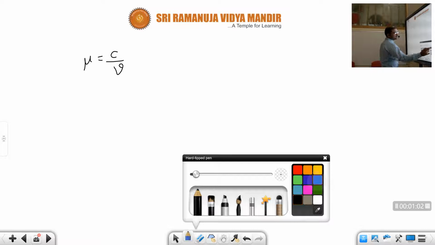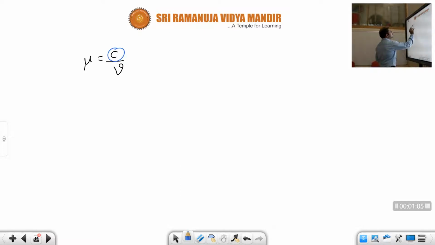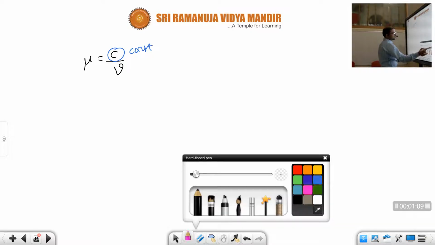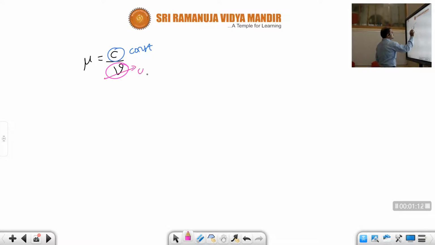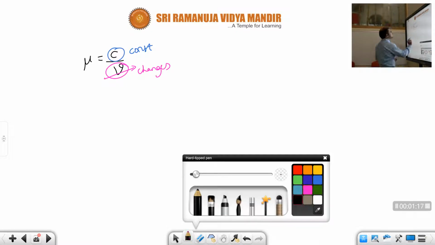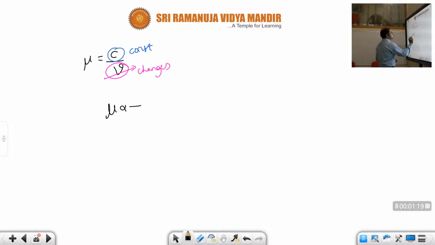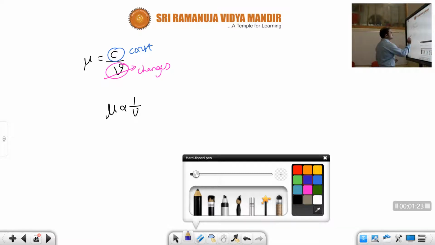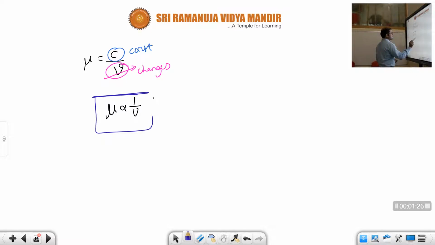Children, see here, this one is the speed of light, that is constant, and this one is the speed of light in the medium. In some medium this one changes. So how can we relate these two? Mu is inversely proportional to V. If mu, the refractive index value, is less, speed will be more, children.